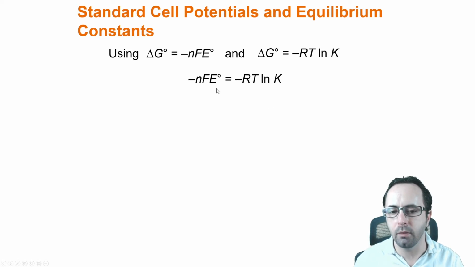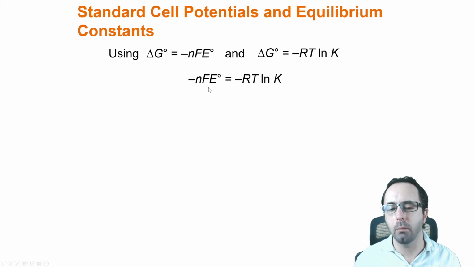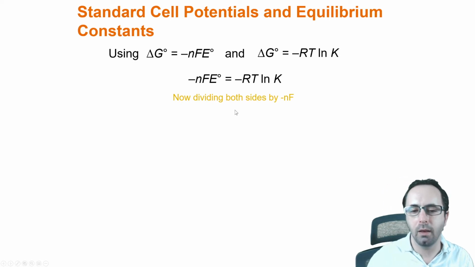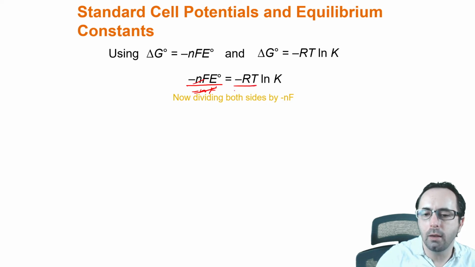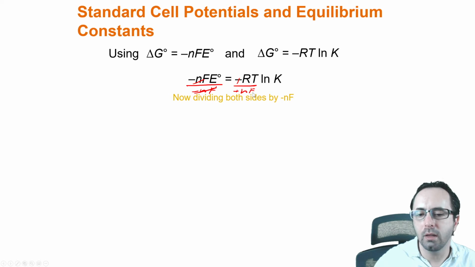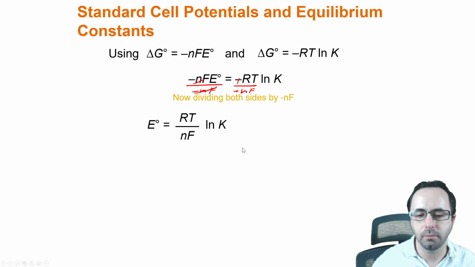And again, if we want to solve for E standard, we divide both sides by negative NF. So we're going to divide here by negative NF, and those will cancel. Divide here by negative NF, and our negatives will cancel, and we'll get E standard equals RT over NF ln K.